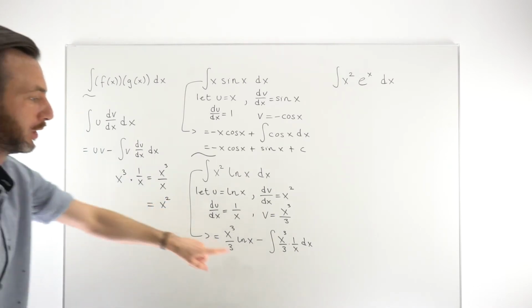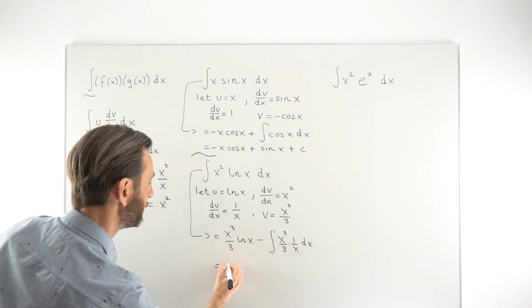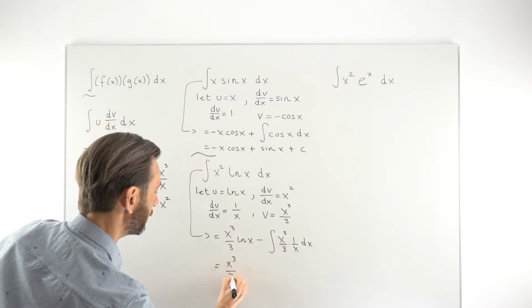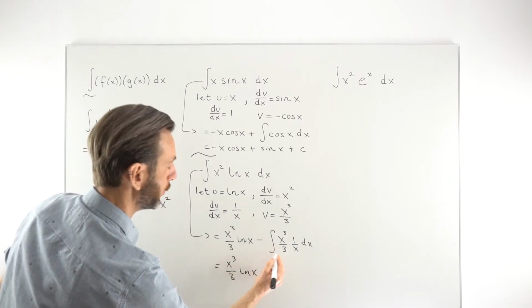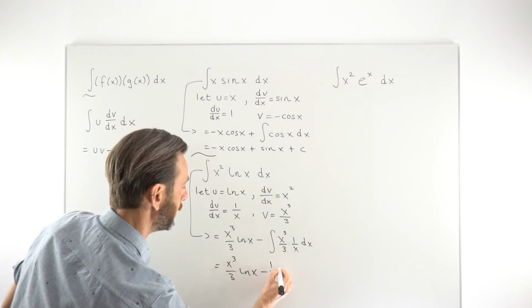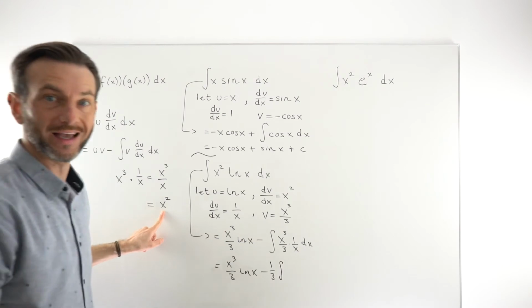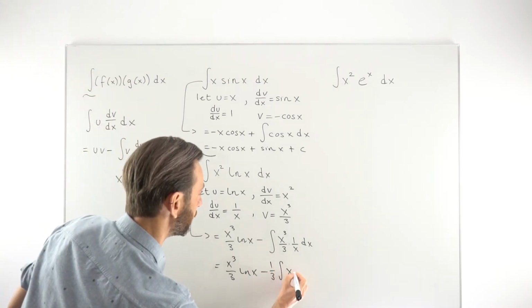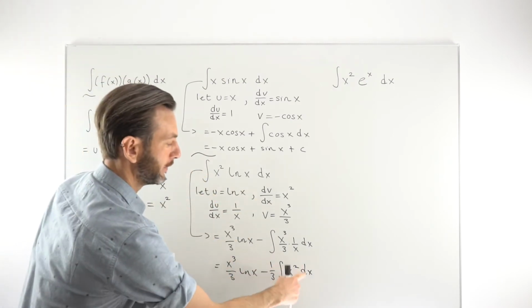So we can basically plug this in here. Tidying this up, this guy stays the same. So we get x cubed over 3 times ln x minus, I'm going to pull the 1/3 in front. So it's 1/3 the integral of this guy here, which we now know is x squared. So this becomes x squared dx. So still not quite done. We still need to evaluate this integral.